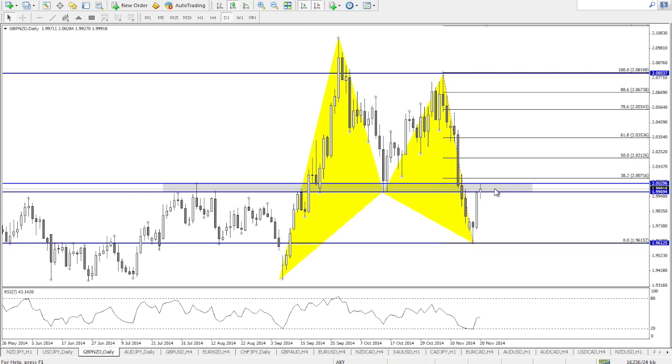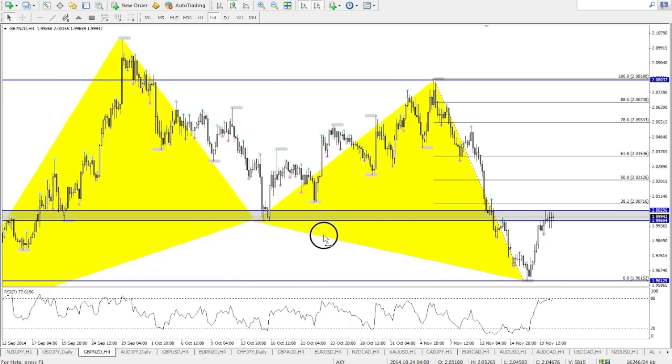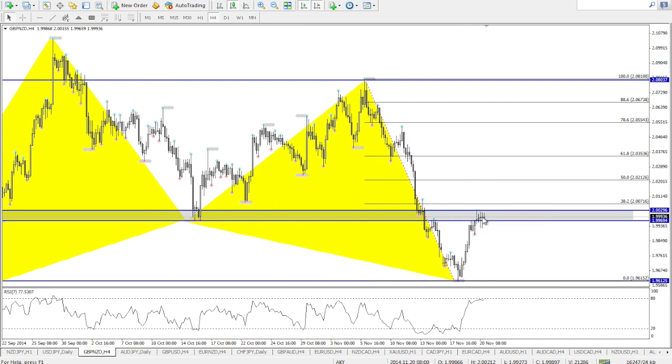So currently price is at this area, so I wouldn't be taking any action unless price breaks and closes above this. So what we can do is, if price breaks and closes above, we look for a retest to long it, and if price breaks and closes below, we can look for a retest and short it, right?